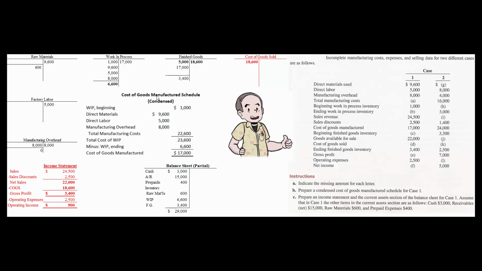Unfortunately, one of the ways that textbooks try to teach us this flow of costs is giving us these incomplete manufacturing costs and expenses and selling data and fill this in like a giant puzzle.